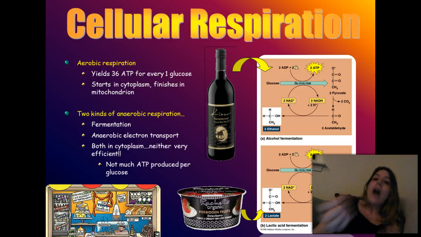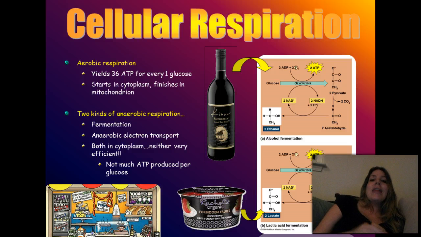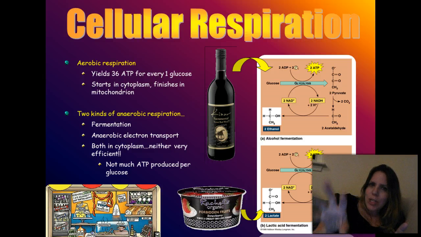We require oxygen to undergo aerobic respiration inside the mitochondria, and that will produce us a net of 36 ATPs, which is much nicer for every one glucose molecule we eat. So glycolysis happens in the cytoplasm of the cell. Aerobic respiration happens inside the mitochondria.